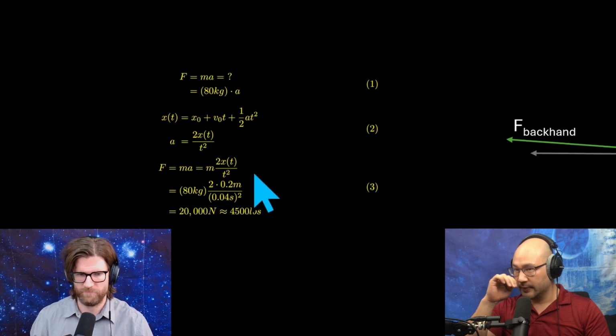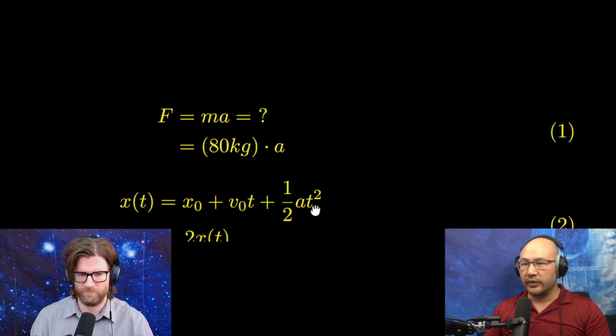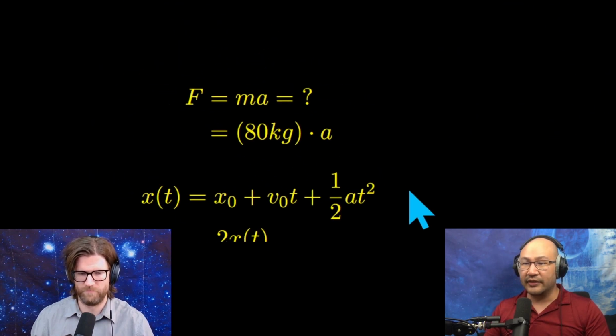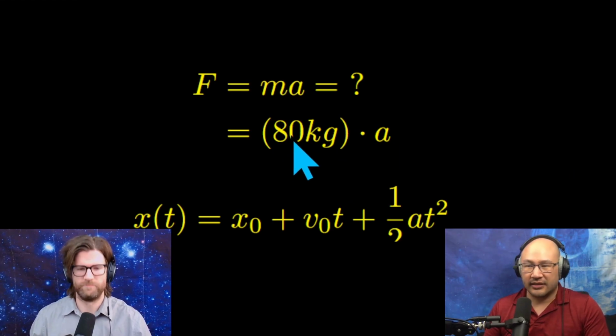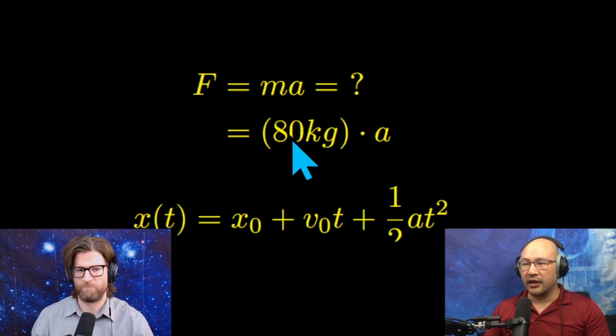Let's get some equations. We will use Newton's second law, F equals ma. The mass of the trooper is, I guess, 80 kilograms. That's a reasonable human weight. So if I read this correctly, this is F equals ma, Newton's law. And then you plug in 80 kilograms for m, and a is unknown right now.